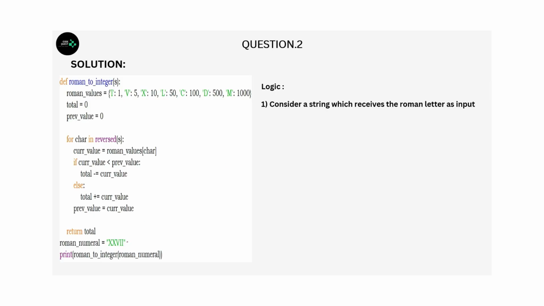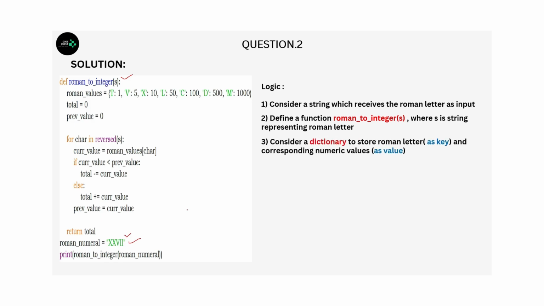Consider we have a string, and this string has been given to a function, say romanToInt, and S is holding this particular string which I have to represent in integer format. So to start with, we have taken a dictionary, a key-value pair where the key is the Roman letter and the value is the corresponding integer value.